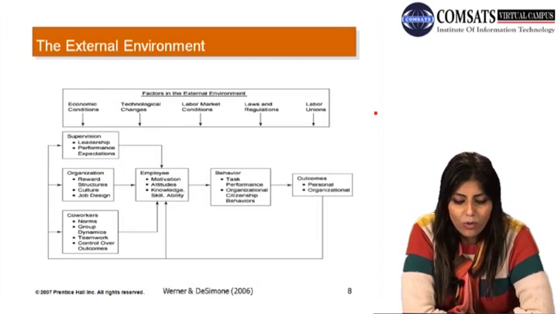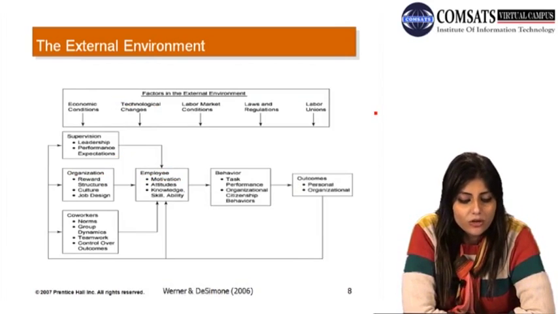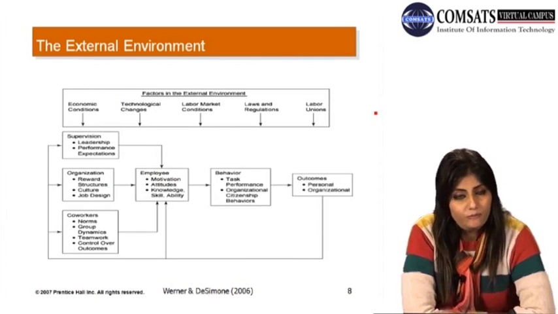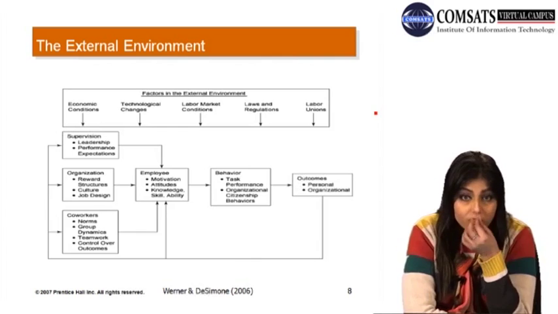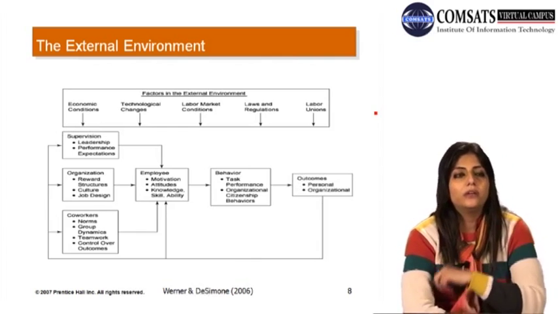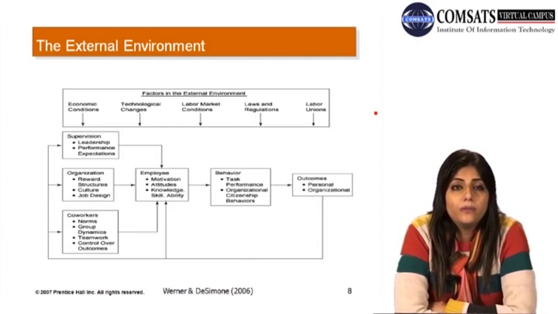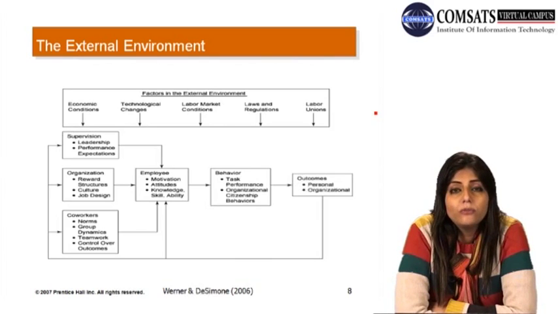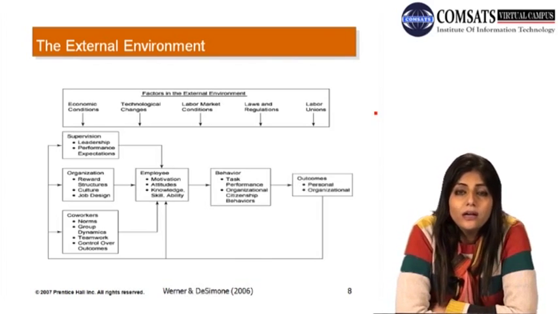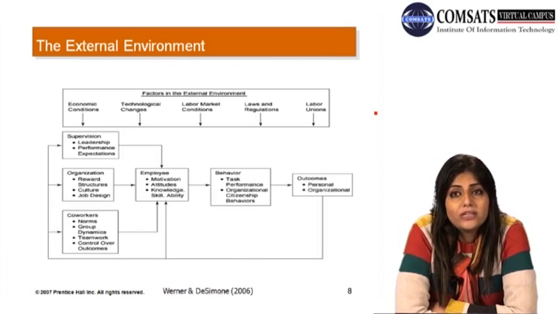So here we have a model for the factors that are influencing employee behavior in the external environment, and we see that these are the economic conditions. There are technological changes. For example, if there is huge innovation and information technology spread, and as a result the organization becomes very much automated, then what effect does it have on the employees?